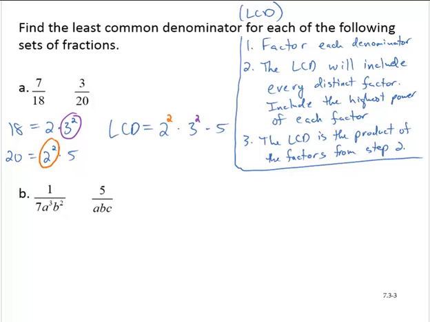And now, if I wish, I can multiply this out. This ends up being 180 is the LCD.